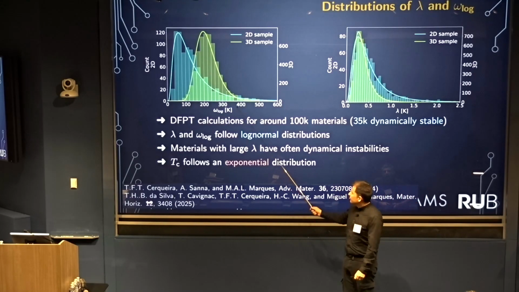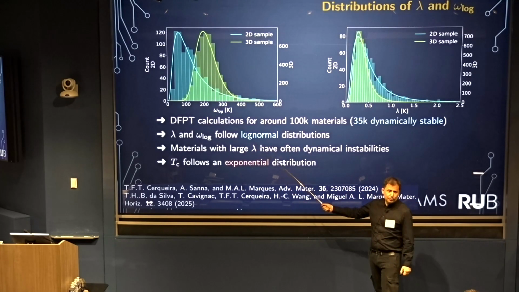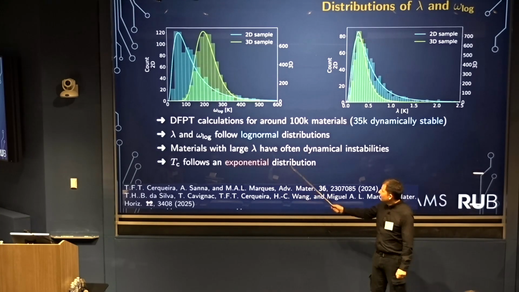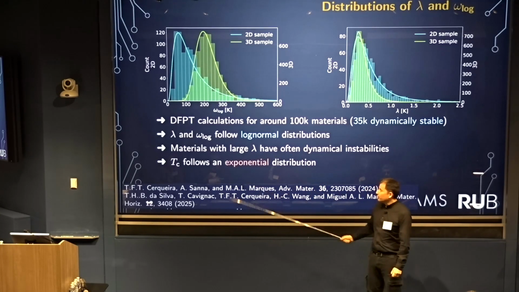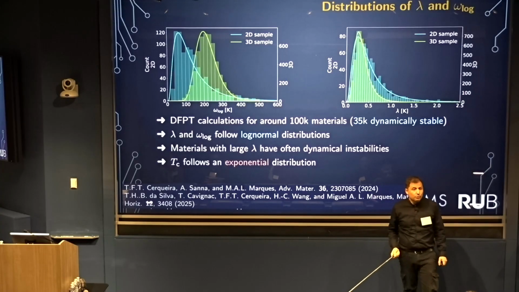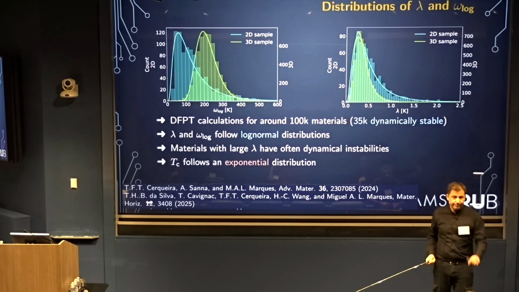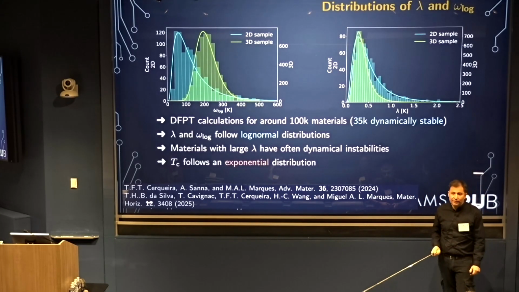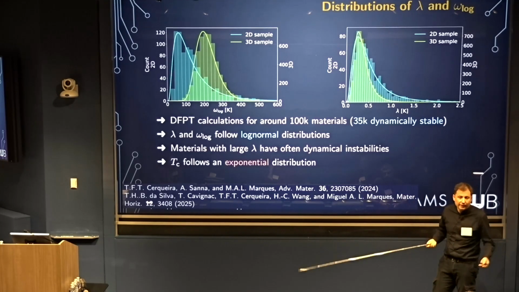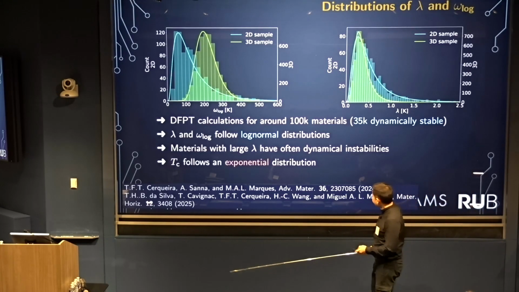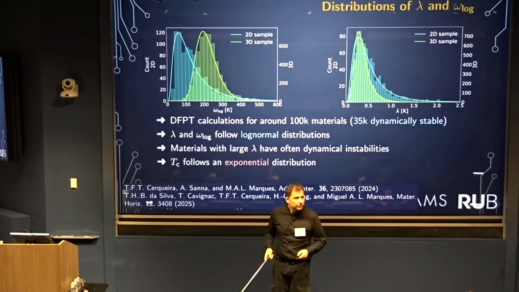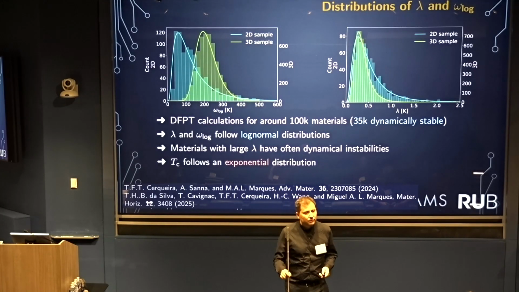The other thing is that if you now plot the distribution of TC, I don't have it here, it doesn't follow a skewed Gaussian, it follows an exponentially decaying distribution, more or less, with a fat tail that we don't have enough statistics to know how it decays, but there is a fat tail.